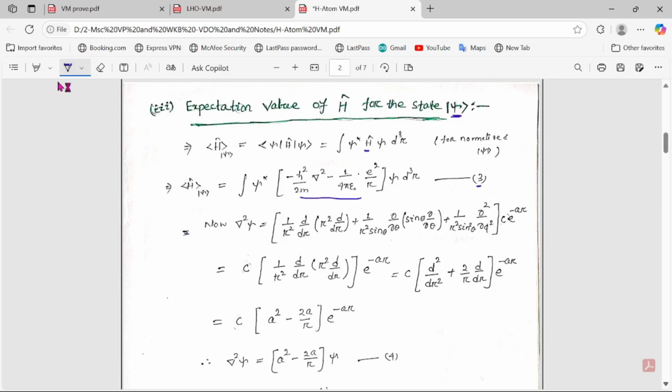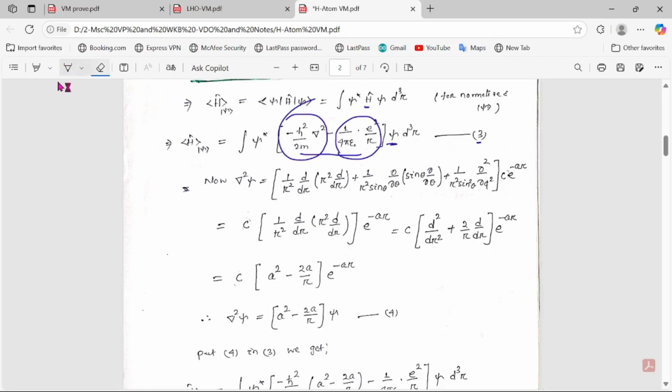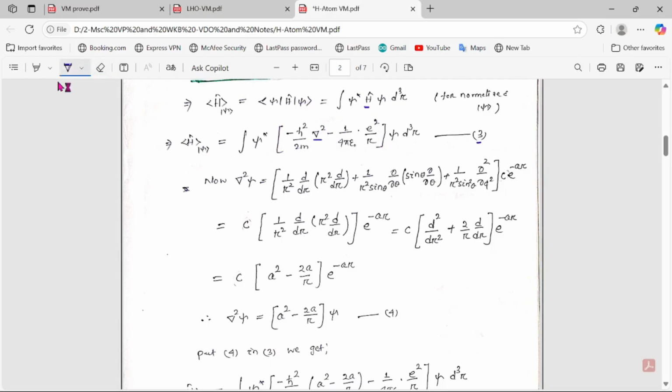Now, you can see if I apply this term over psi, we can get one term, and when this term is applied over psi, we get another term. So first we have to calculate what the value will be when del square, the Laplacian operator, is operated over psi. First we have to calculate del square psi, then proceed to simplify equation number 3.